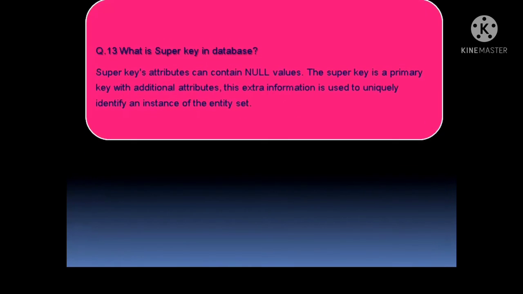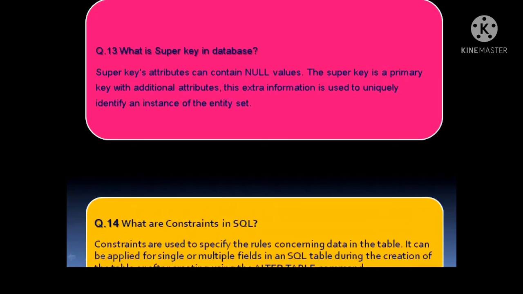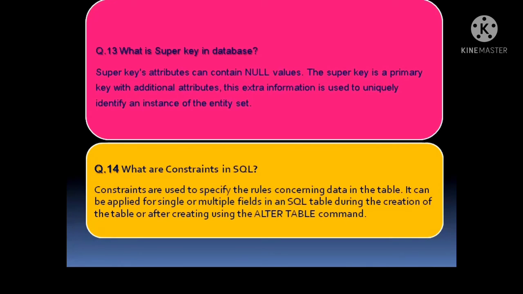Question number 13. What is a super key? A super key is a set of attributes, and it can contain null values. A super key is a primary key with additional attributes. This extra information is used to uniquely identify an instance of the entity set. It is similar to a primary key, but it can contain only one null value.